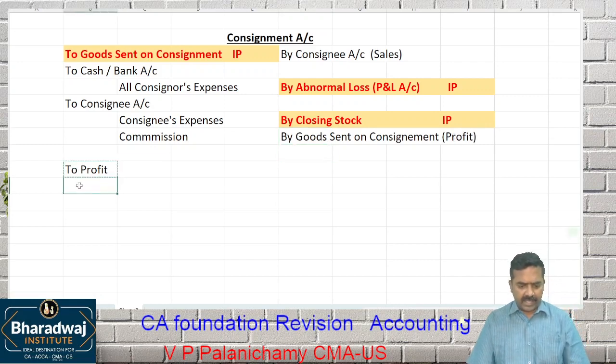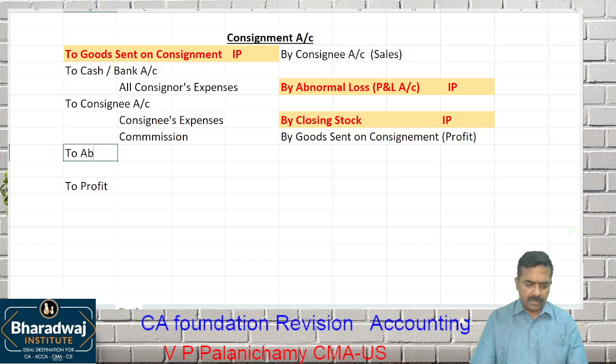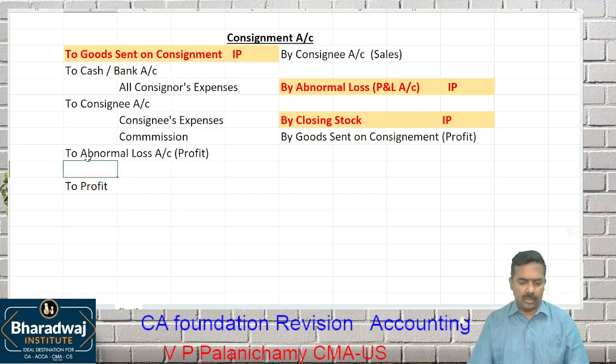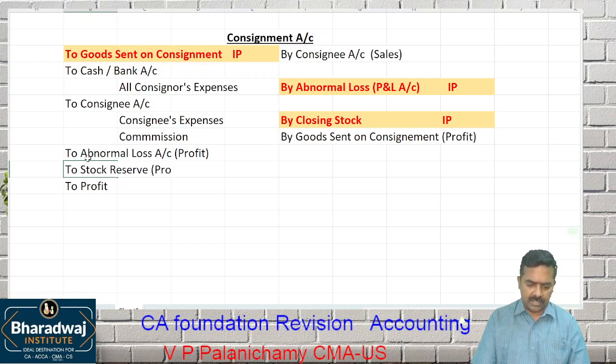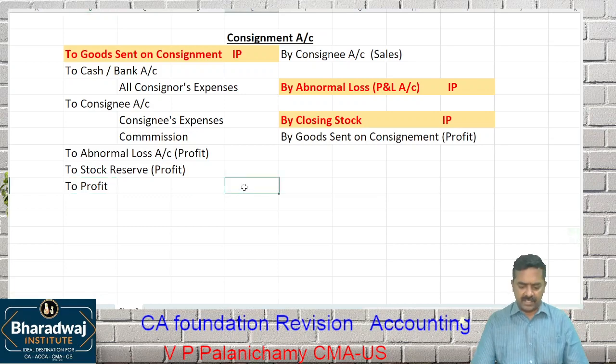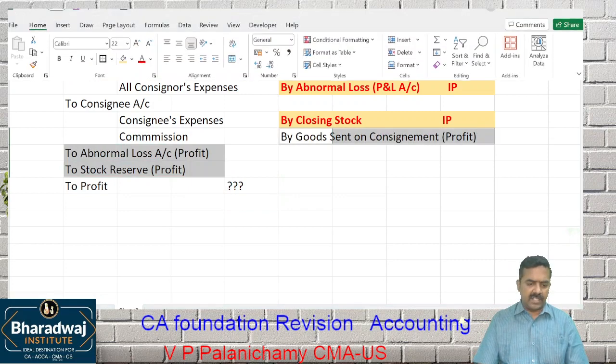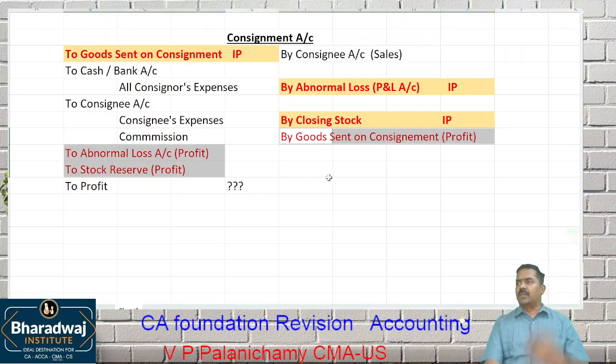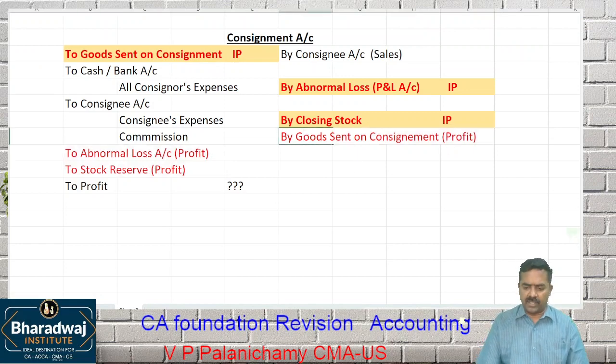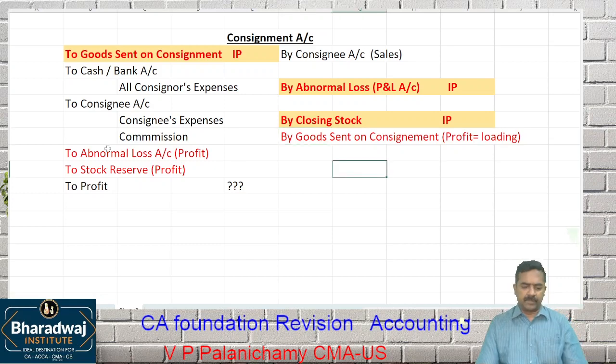Same way, against the abnormal loss, you will put abnormal loss account. We call it profit, otherwise called loading. To stock reserve, this is the profit in closing stock. As a balancing figure, we get profit or loss. When will these three things come? When the goods are sent at invoice price. The profit, otherwise called loading, alone is removed on the opposite side.